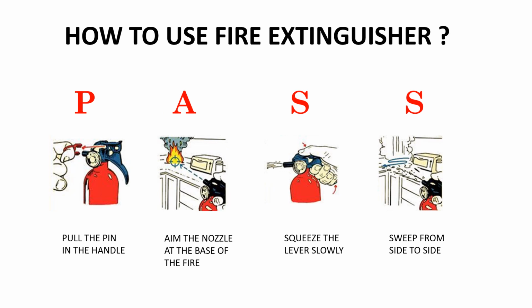Now let's understand how to use the fire extinguisher. There is a simple code to understand it: PASS. P is for pull the pin in the handle. A, aim the nozzle at the base of the fire. S, squeeze the lever slowly. And again S, sweep from side to side.